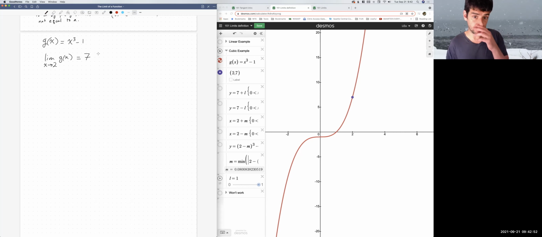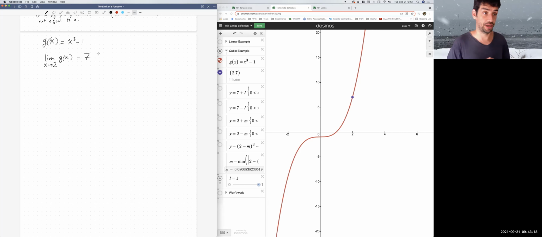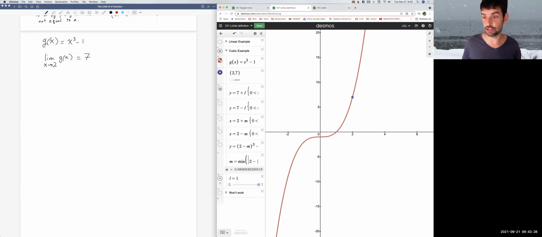Okay, so what does it mean to say that? It means that I'm claiming that no matter how close you want my function to be to the value 7, I can get there by giving you a bound on x so that all the values of the function between these two values will be closer to 7 than whatever value you challenged me with, right? Except possibly at x equals 2. In this case, it actually doesn't matter. In the previous case, it did. But we still don't care about what happens exactly at 2, just nearby.